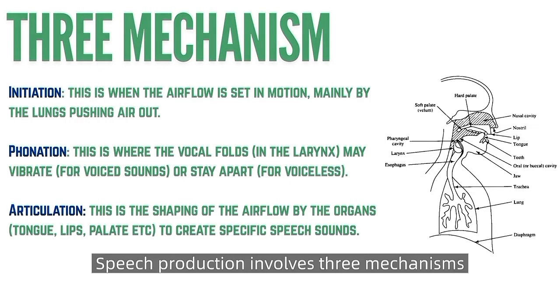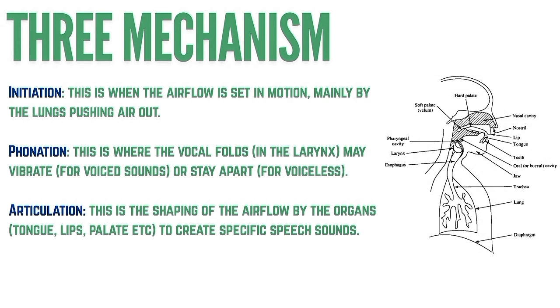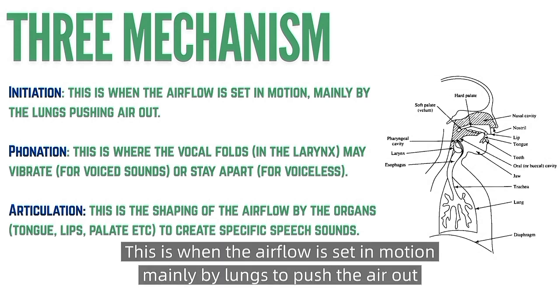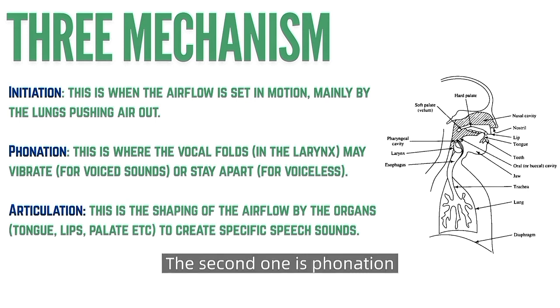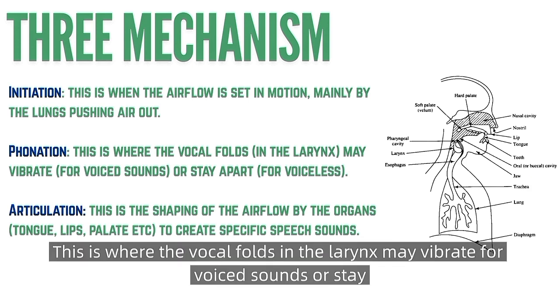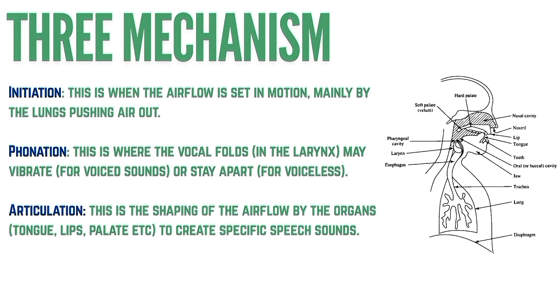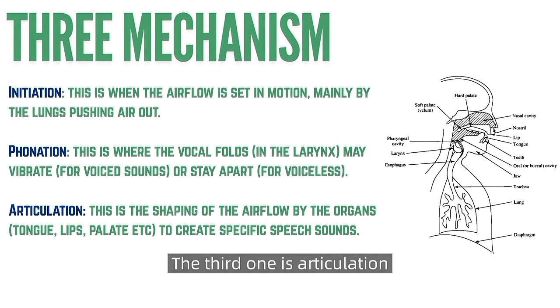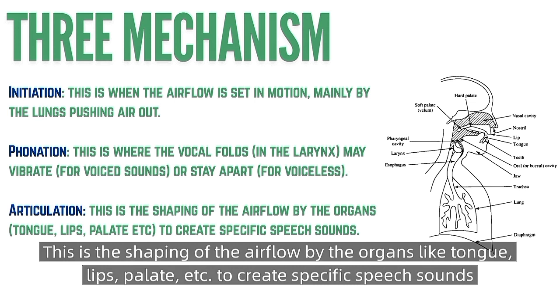Speech production involves three mechanisms. The first one is initiation. This is when the airflow is set in motion, mainly by the lungs, to push the air out. The second one is phonation. This is where the vocal folds in the larynx may vibrate for voiced sounds or stay apart for voiceless sounds. The third one is articulation. This is the shaping of the airflow by organs like the tongue, lips, palate, etc. to create specific speech sounds.